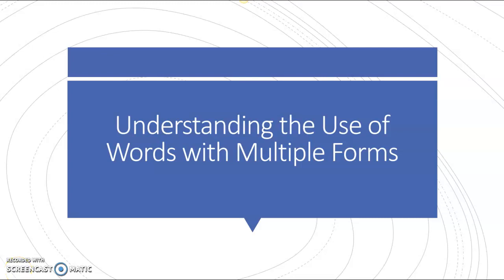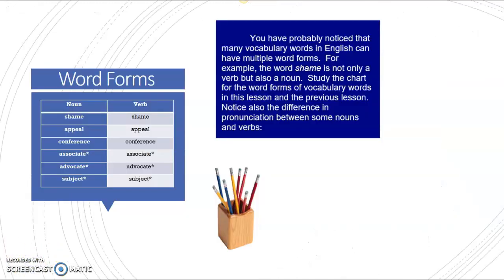Hello students! So in this lesson we're going to be working on understanding the use of words with multiple forms. You have probably noticed that many vocabulary words in English can have multiple word forms. For example, the word shame is not only a noun, but it is also a verb.